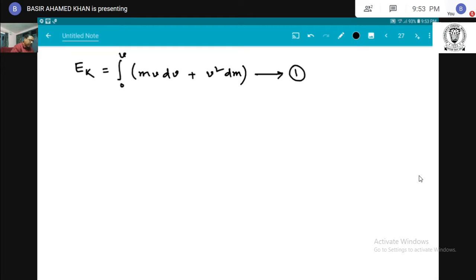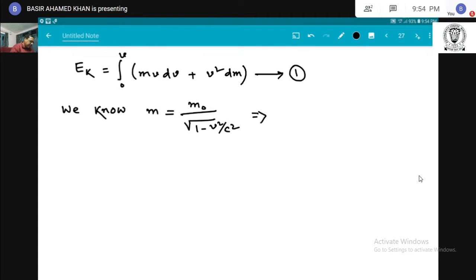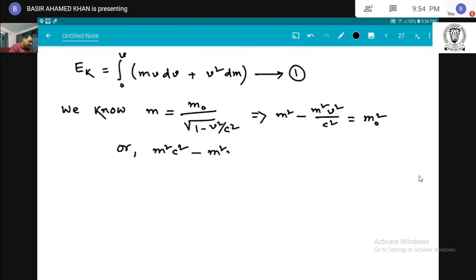Now from our previous lecture we know the relativistic mass m equals rest mass m0 divided by the square root of 1 minus v square by c square. If I simplify this, then I will get m square minus m square v square by c square equals m0 square, or m square c square minus m square v square equals m0 square c square.